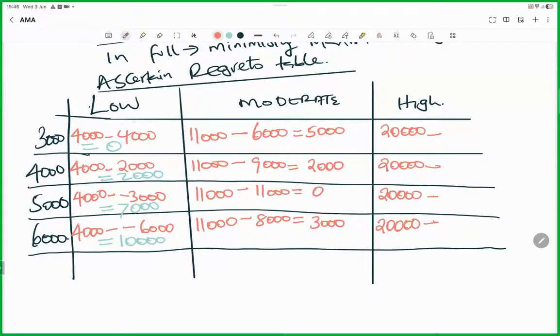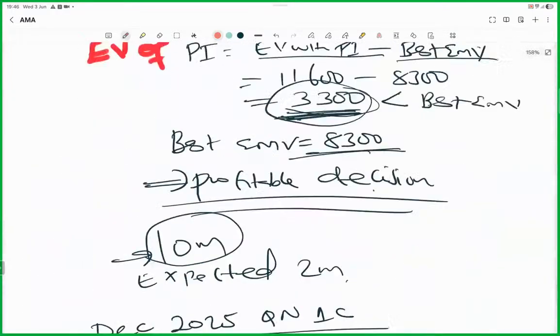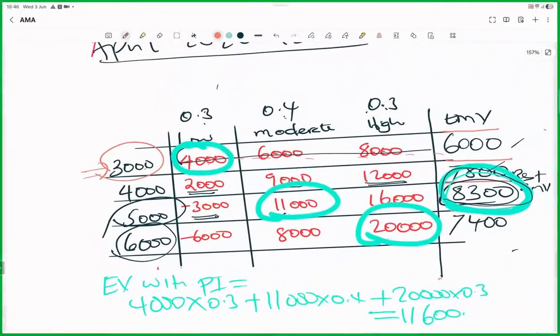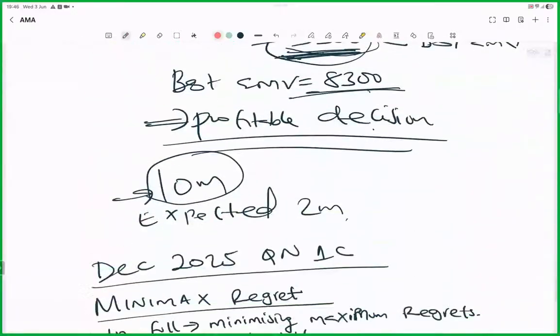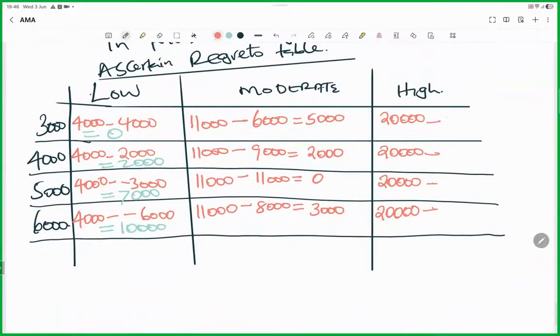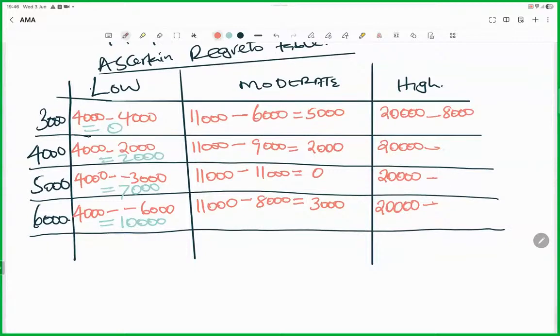Is that okay? And then now you subtract the existing payoffs, isn't it? Do you have them, the existing ones? 8,000, isn't it? So you can read them for me. So we have here 8,000, 12,000, 16,000, 20,000. So do you have these answers?